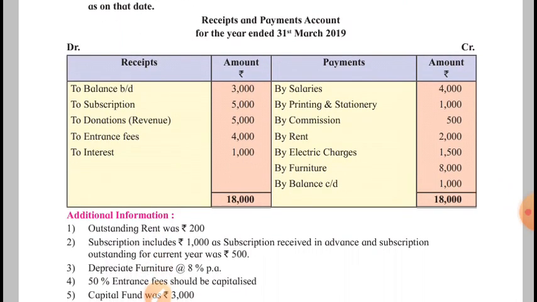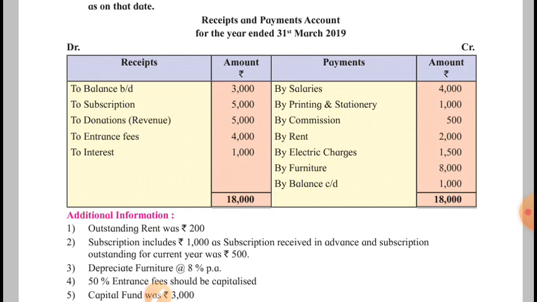Receipt side says that at the beginning of the year we had 3000 cash with us. The opening cash balance is not useful, ignore it. We received subscription rupees 5000, it's income. Donations received during the year, revenue donations means income 5000. Entrance fees is also income 4000.